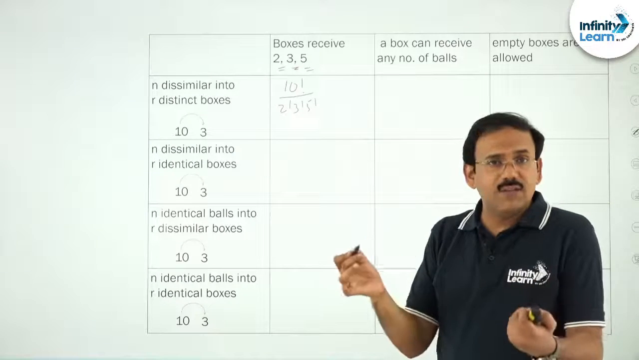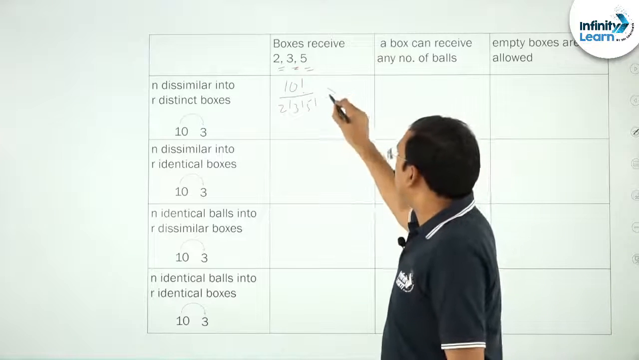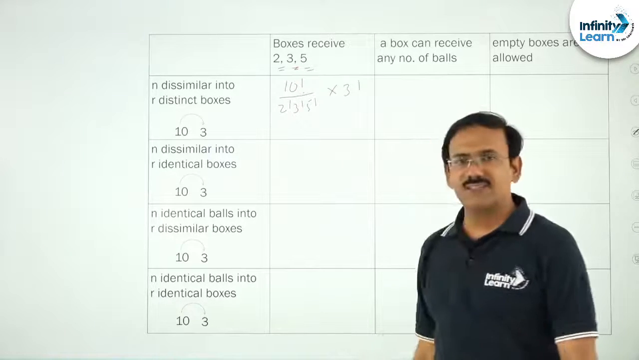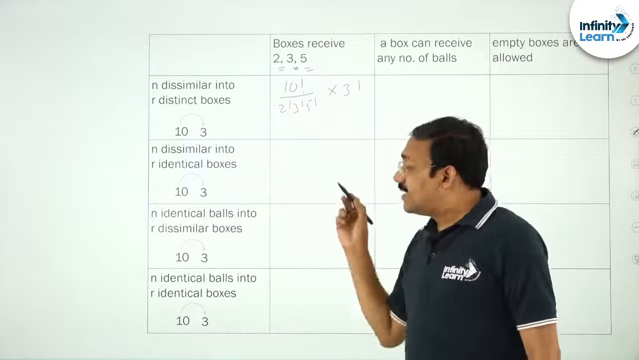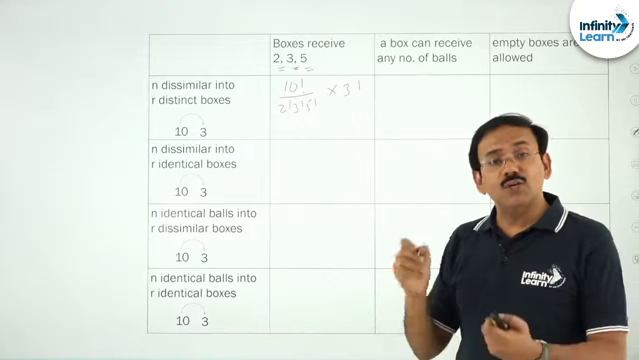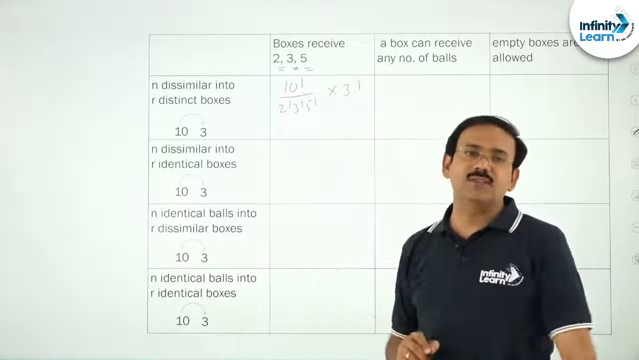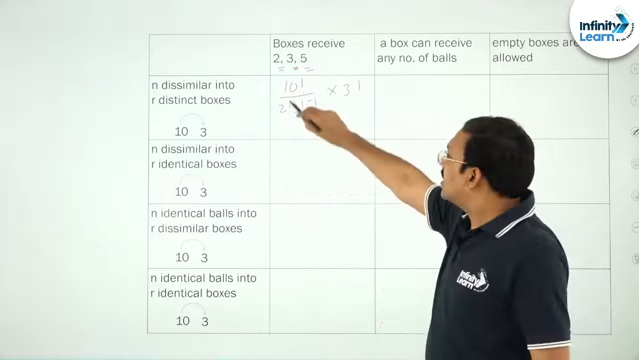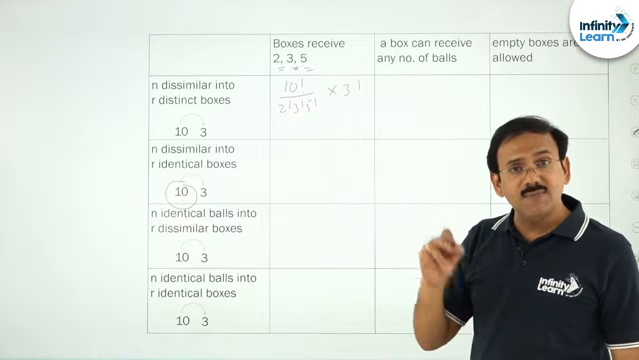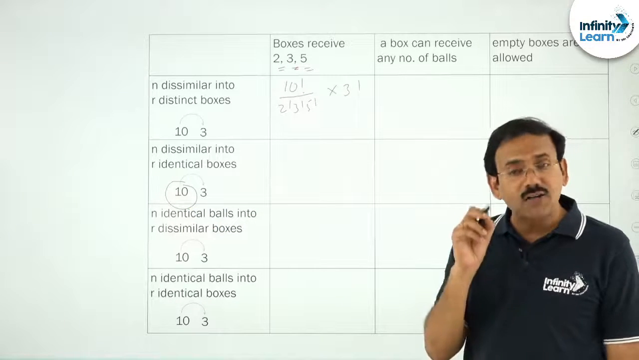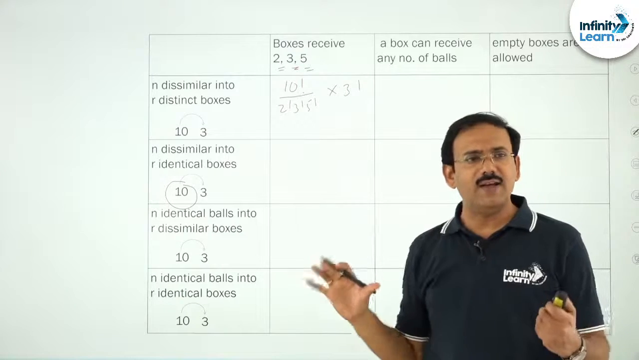Now you are having 3 things. You have to distribute into 3 dissimilar boxes, 3 factorial. Fine. The next, friends, n dissimilar objects into 3 identical boxes, where the boxes receive 2, 3, 5. 10 dissimilar objects are there, whereas the boxes are identical.